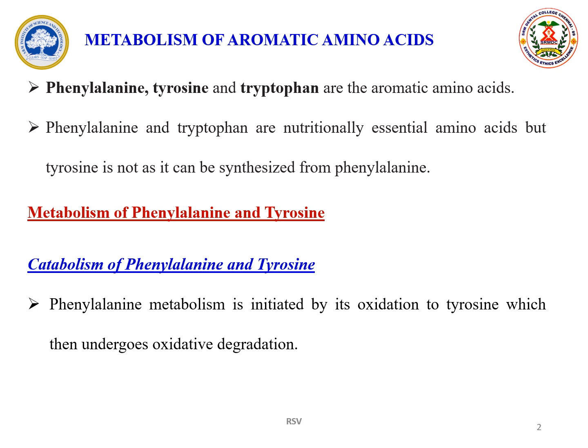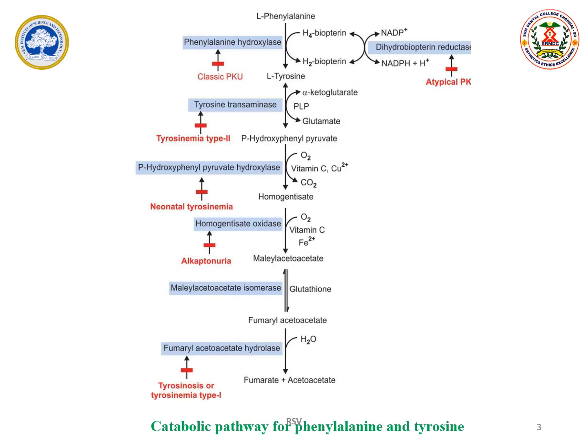Catabolism of phenylalanine and tyrosine. Phenylalanine metabolism is initiated by its oxidation to tyrosine, which then undergoes oxidative degradations. This pathway is the catabolic pathway for phenylalanine and tyrosine. We know that phenylalanine is an essential amino acid which is taken through diet, and tyrosine is synthesized from phenylalanine. This first step is important for the conversion of the essential amino acid phenylalanine to a non-essential amino acid.